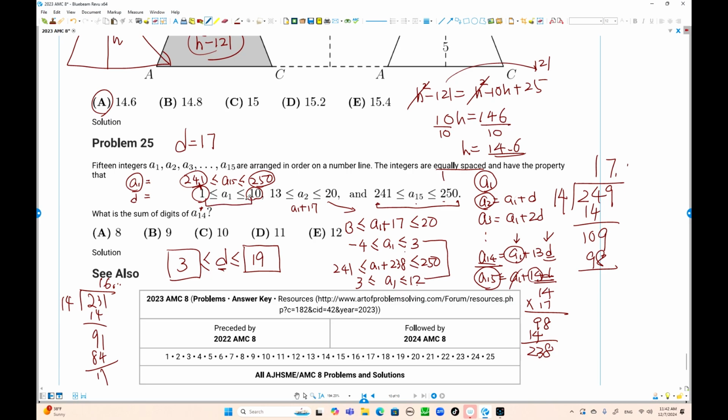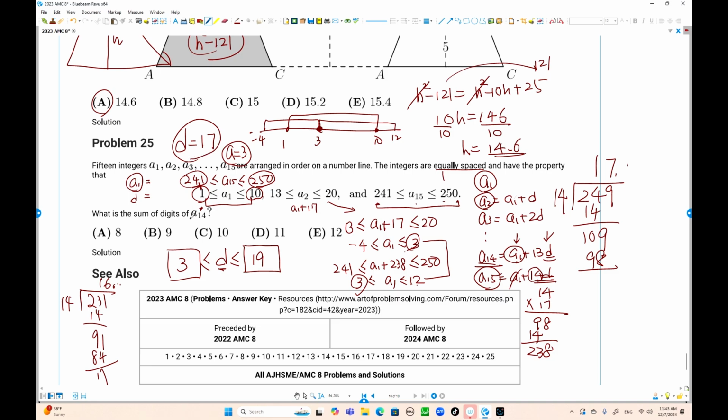The first one is 1 to 10, the second one is negative 4 to 3, the third one is 3 to 12. Only this point is common, isn't it? So the value of A1, the first one, should equal 3, right? A1 equals 3. You got two numbers already.